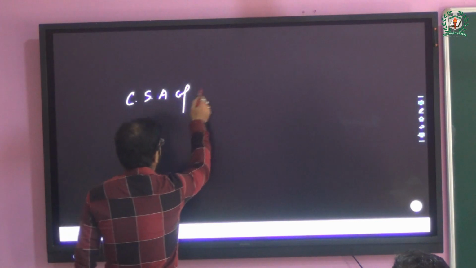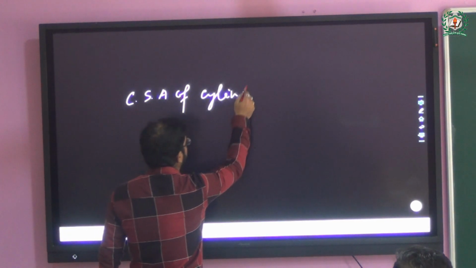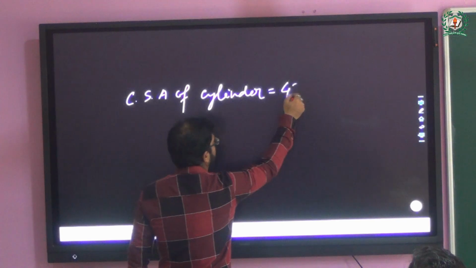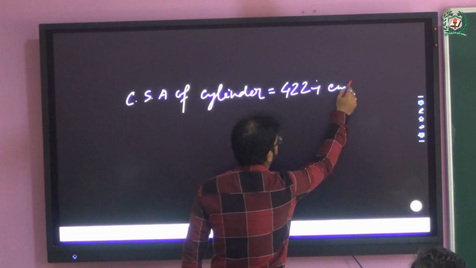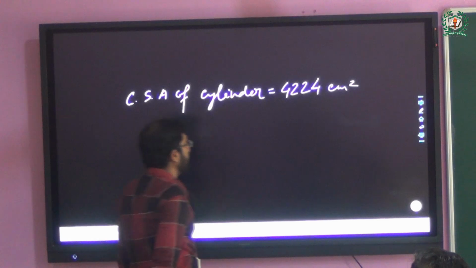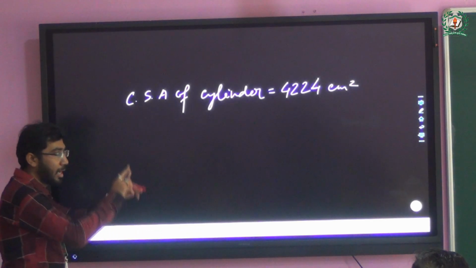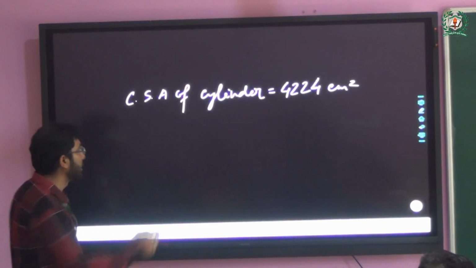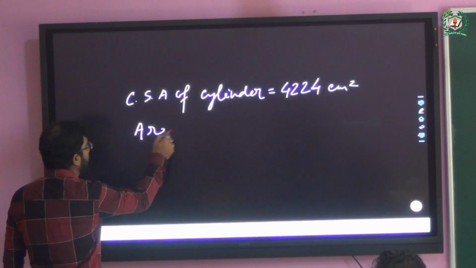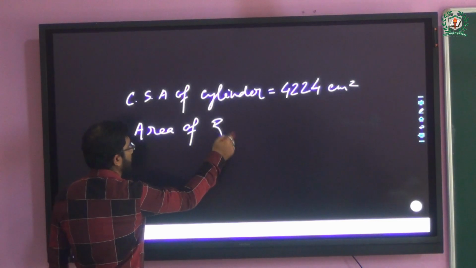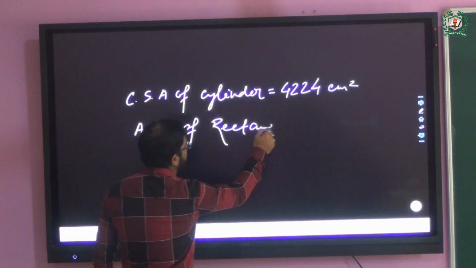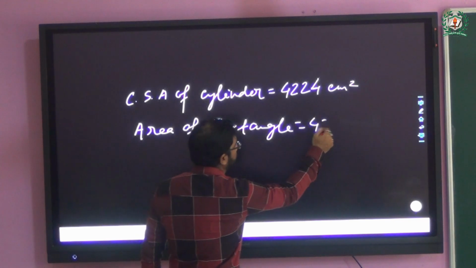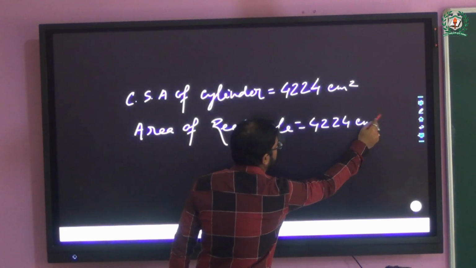Curved surface area of cylinder equals the given 4224 centimeter square. That means whenever I cut it, it becomes a rectangular sheet. That means the area of the rectangle is also 4224 centimeter square.